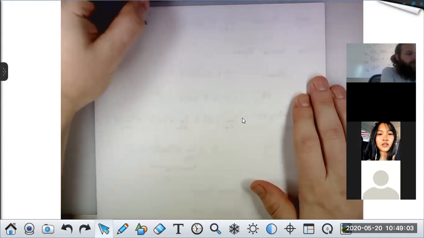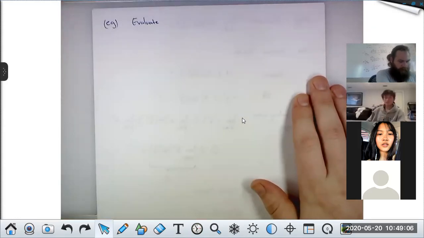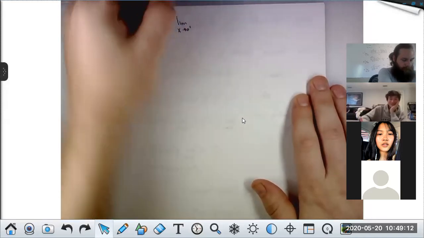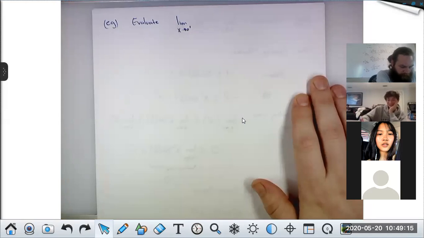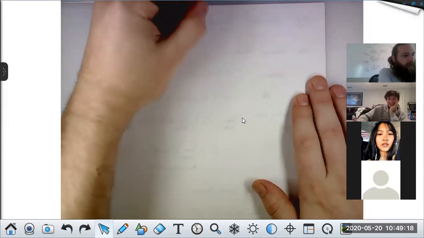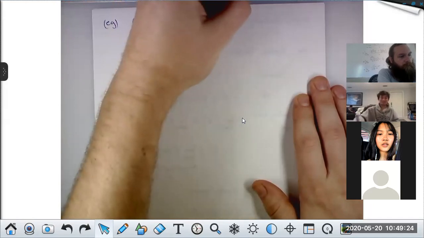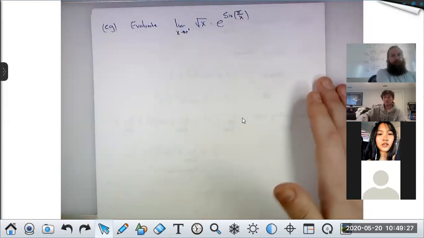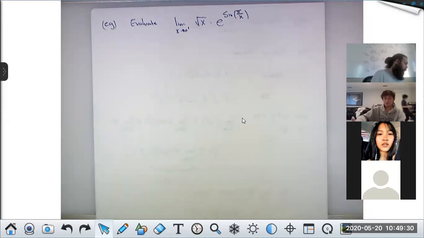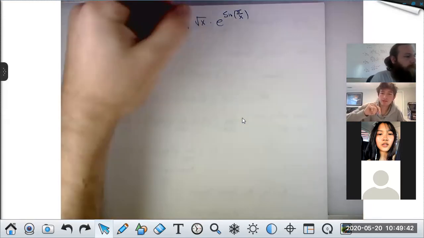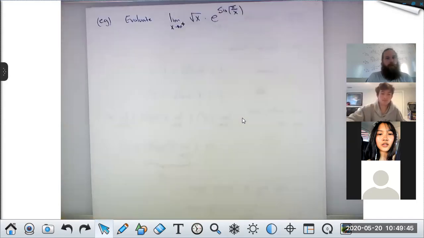We want to evaluate the limit as x goes to 0 from the right of the square root of x times e raised to the sine of pi over x. Which is looking a little bit complicated, right? Is that a plus sign above the zero? It is, yeah. This is the limit as x goes to zero from the right.